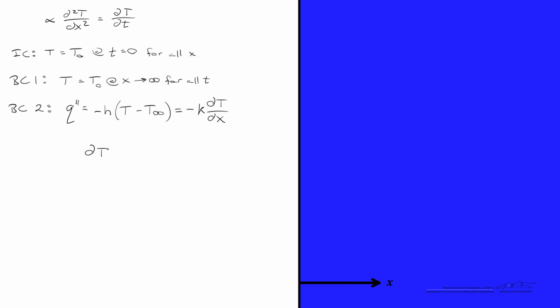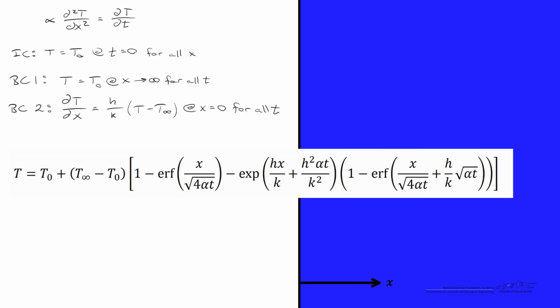When we solve for the temperature gradient dT/dx, we'll find that that's equal to h over k multiplied by T minus T infinity. And this applies only at x equals 0. And this is the solution to the partial differential equation subject to these two boundary conditions. If we examine the form of this solution, for example, when x goes to infinity, the error function of infinity is equal to 1, so both of these first terms cancel out. Let's see, the error function of, again, infinity is equal to 1, so this term cancels out.